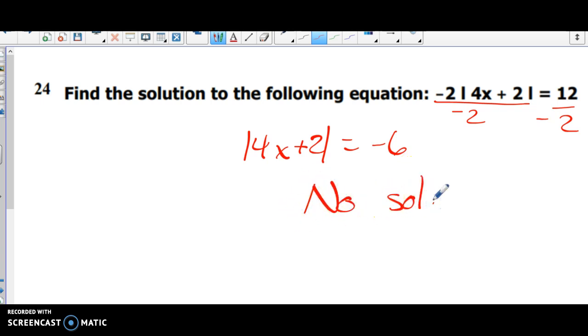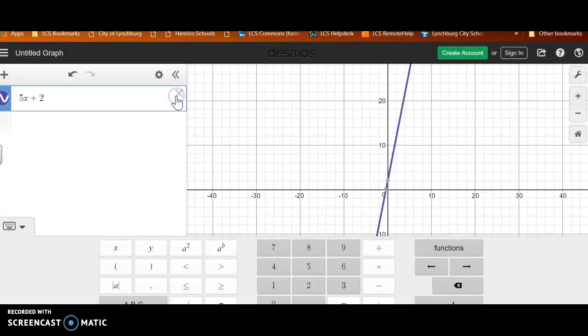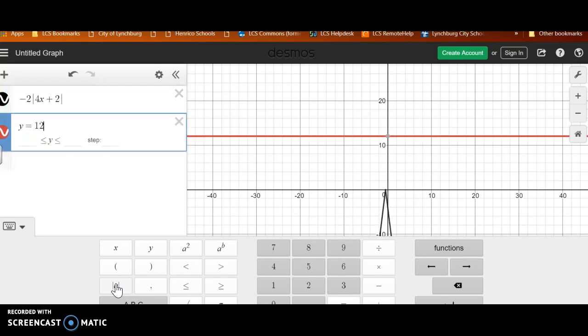Let's graph it and see what it looks like, just to show you that it will graph correctly. All right, so we've got -2 absolute value of 4x plus 2, and then the next one we have y equals 12. When we graph that, we see they never intersect, they never cross, they have no solution.